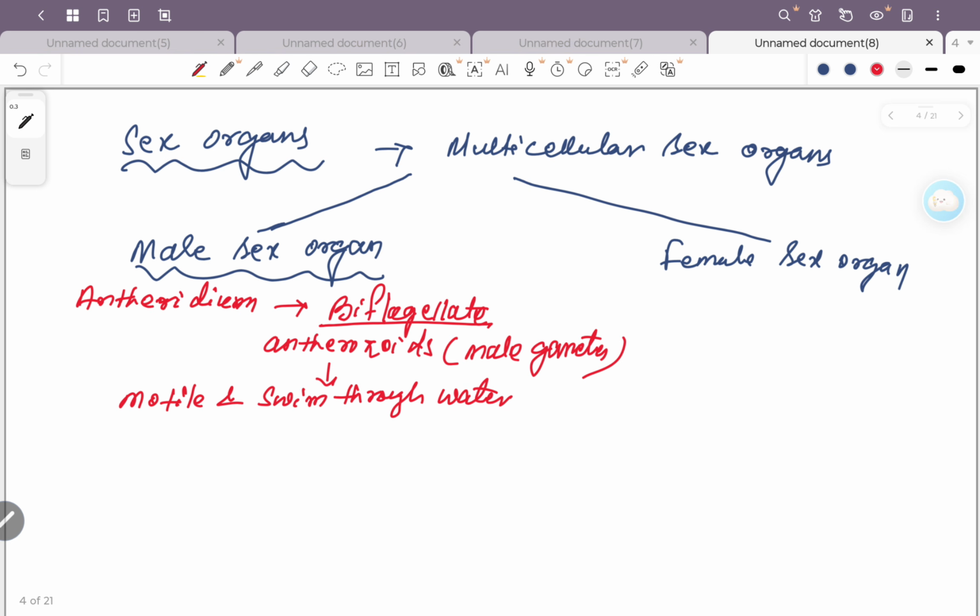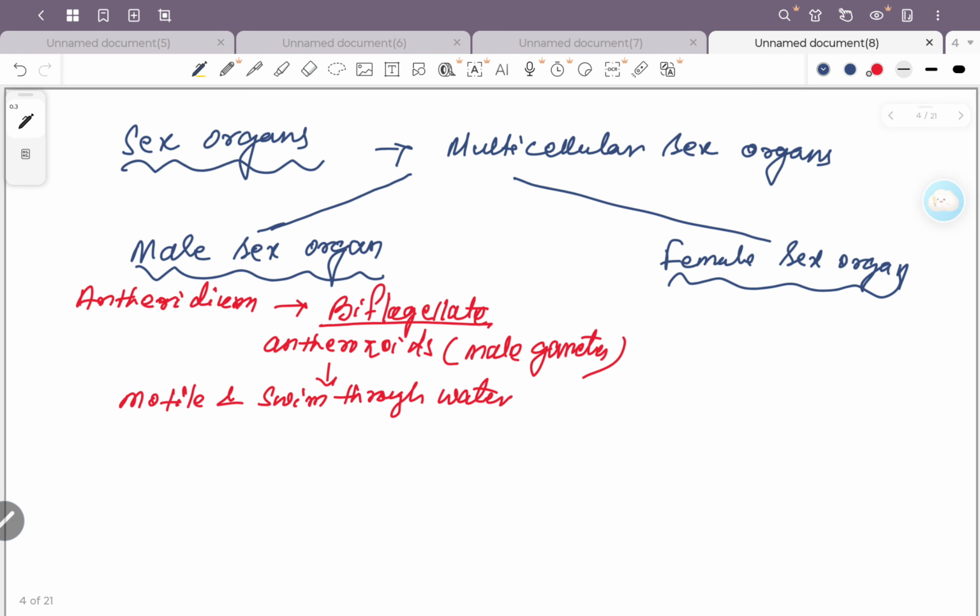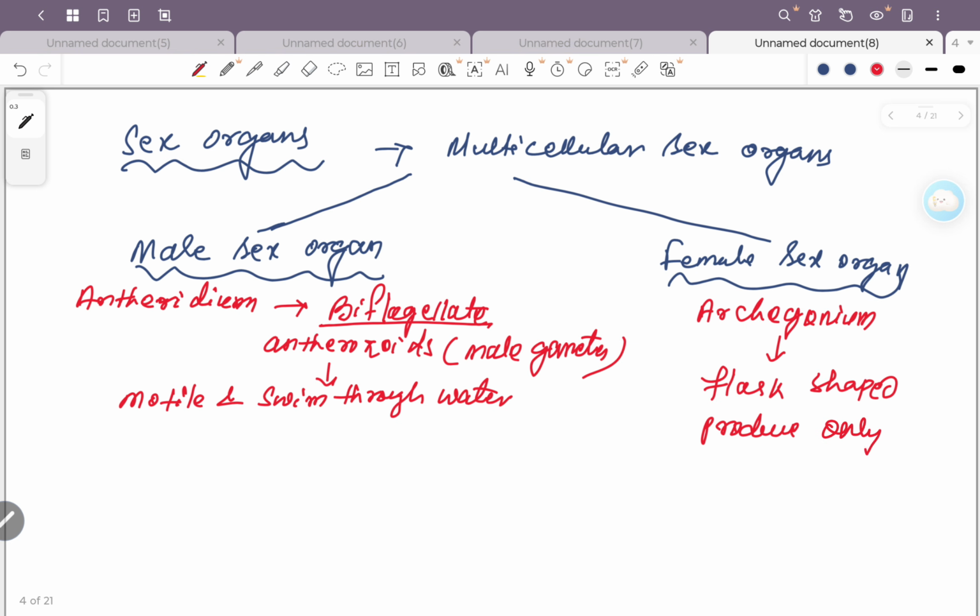Swim through water. Now come to the female sex organ. The female sex organ is known as archegonium, and these archegonium are flask shaped and produce only one egg.